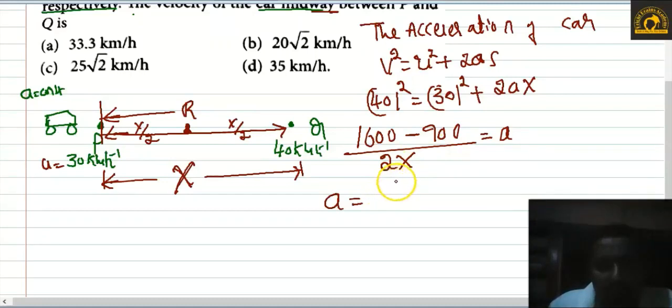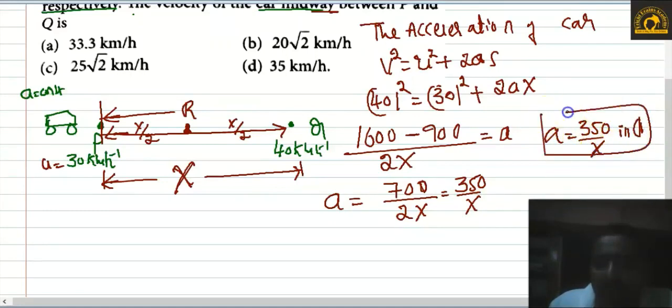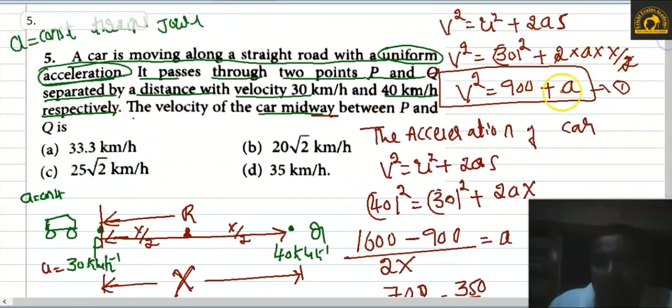A is equal to 700 divided by 2x, that is equal to 350 divided by x. So now I have the value of acceleration. The acceleration is equal to 350 divided by x. Put this as equation number 1. Okay, so now this is the value equation.